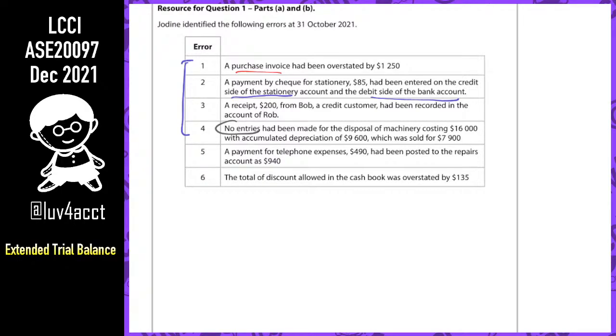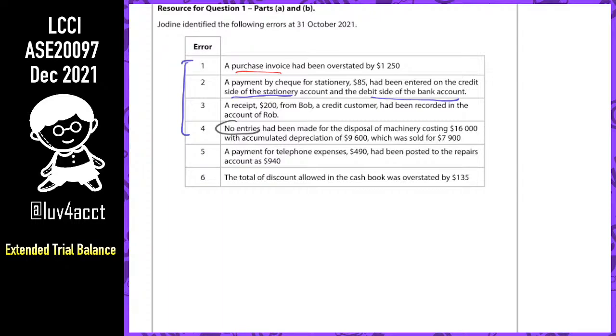Payment for telephone expenses 490 been posted to the repairs account as 940. And let me see. My cat is chewing on the box. No, I have fed you already.